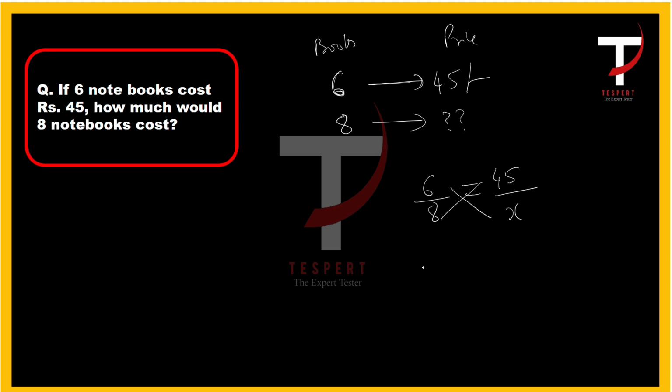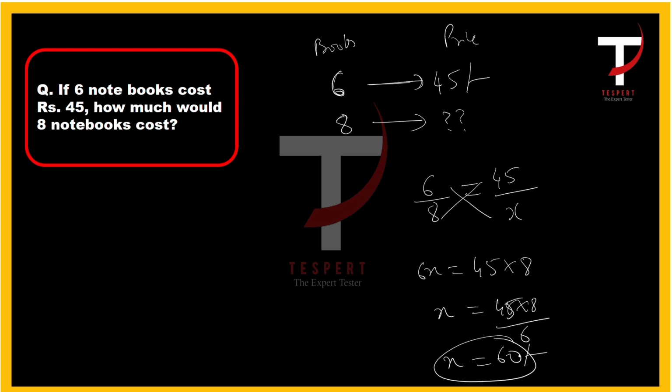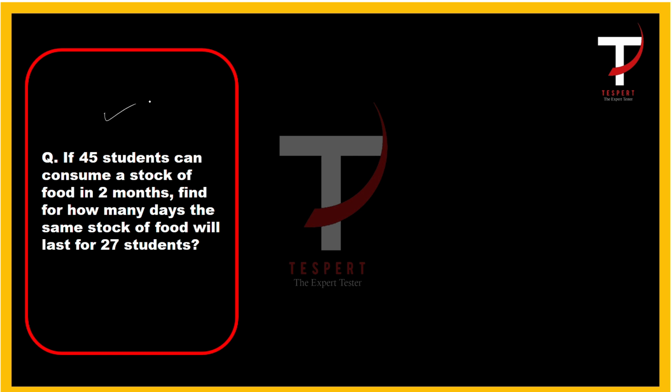So cross multiply. 6x is equal to 45 into 8, and x will be equal to 45 into 8 by 6. So x will be equal to 60 rupees. 60 rupees is the price of all 8 books. So in direct variation we consider the division directly, 6 by 8 and 45 by the required value. Whereas in indirect variation, this is an example of indirect variation.